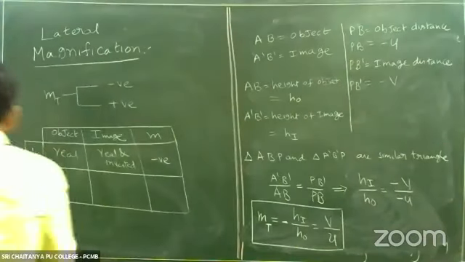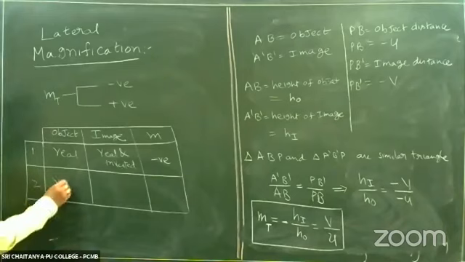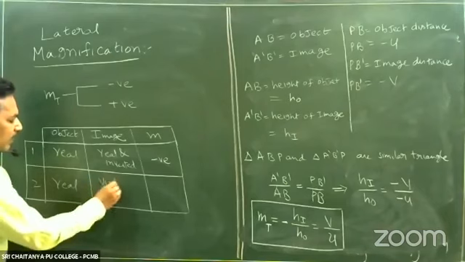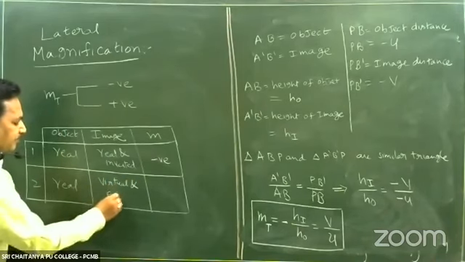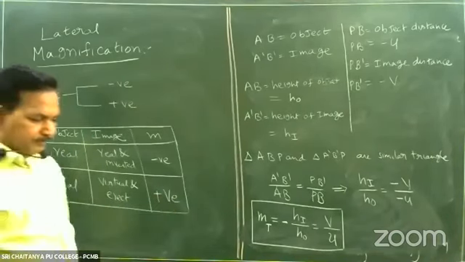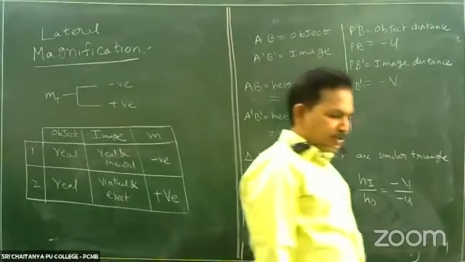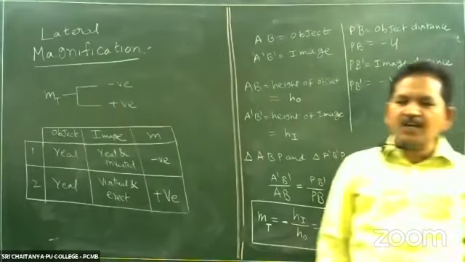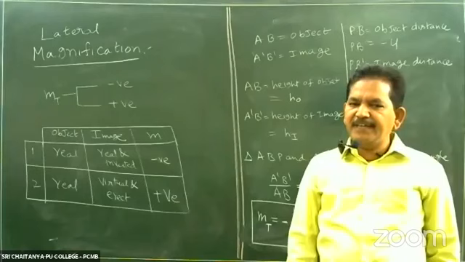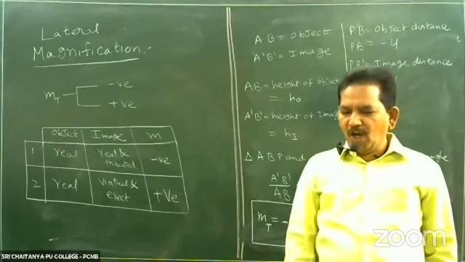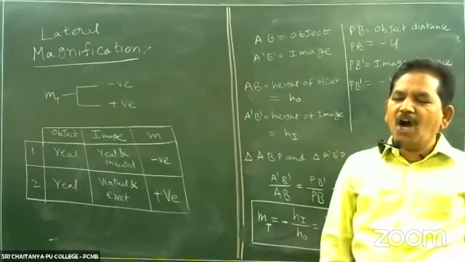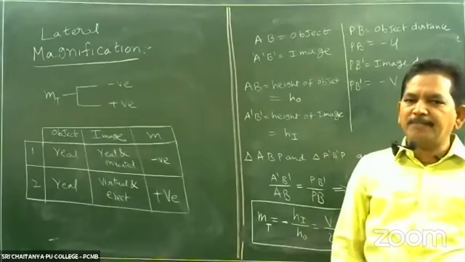Second one, object real, image virtual and erect. Then magnification is positive. Why is magnification positive? Because the object is above the principal axis, and the image is also above the principal axis if it is virtual. All the heights measured above the principal axis are positive. All the heights measured below the principal axis are negative.